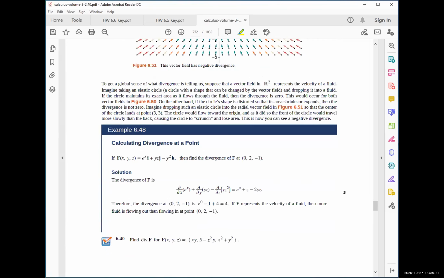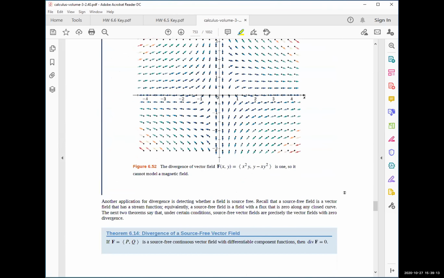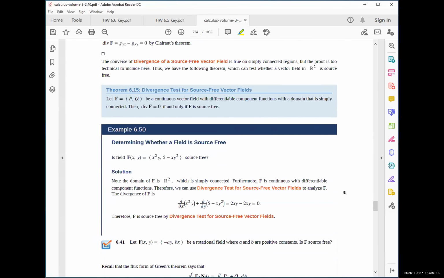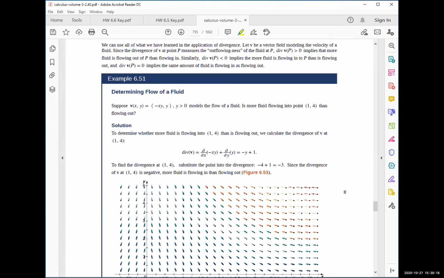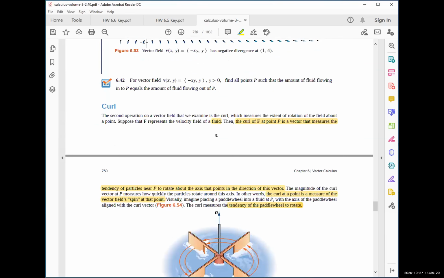The next thing in this section is, there are only two things in here. After the author describes divergence, the next thing he describes is the curl of a vector field F. This is at the bottom of page 749, the second operation. Read what it says. The curl of F at point P is a vector. So this will be a vector-valued function. Divergence is a scalar or real-valued function, whereas the curl of f is a vector-valued function.